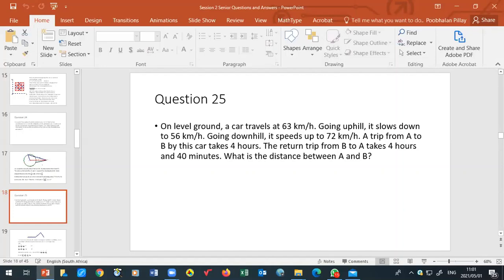Sounds very much like my old VW that I had many years ago. The maximum speed it could travel was 56 kilometers per hour.